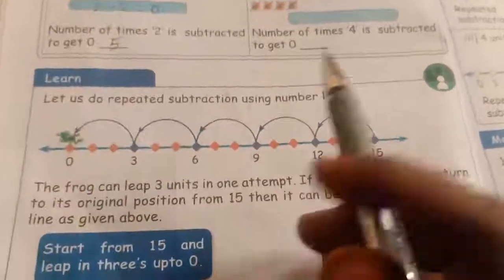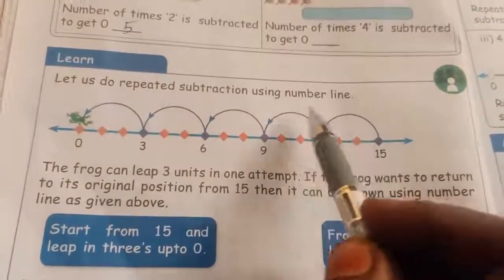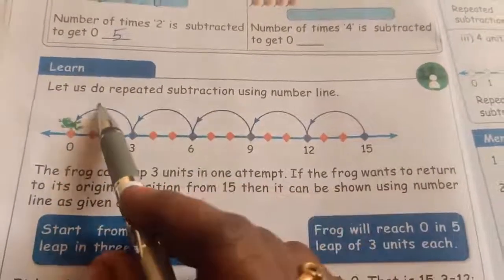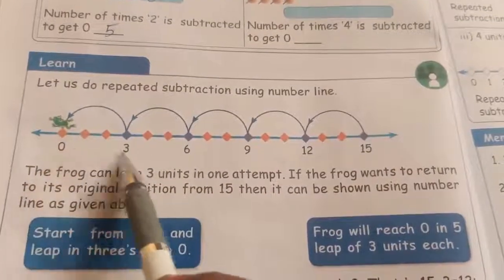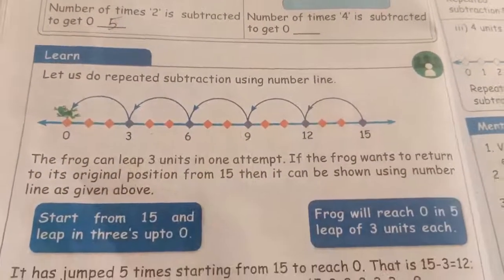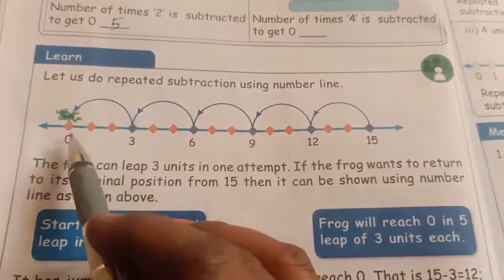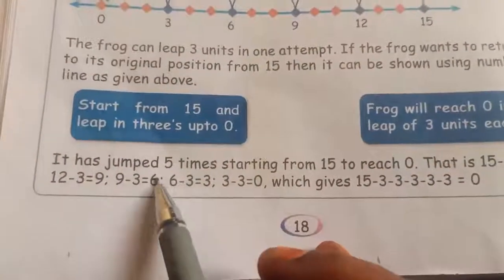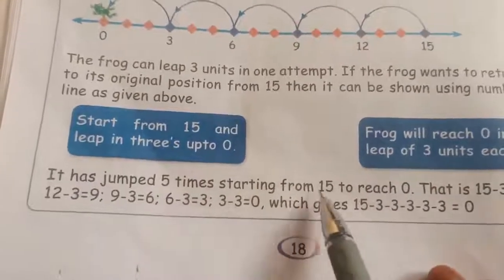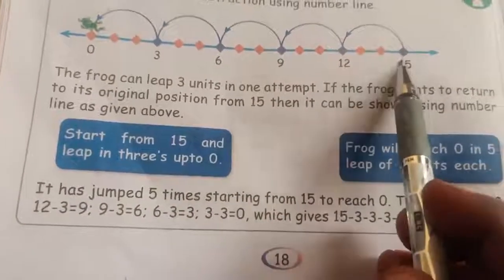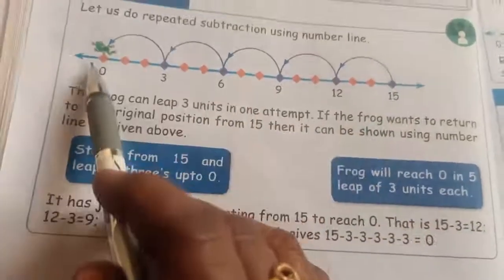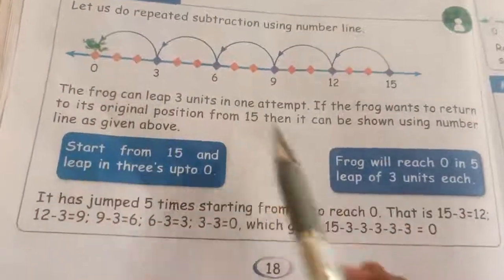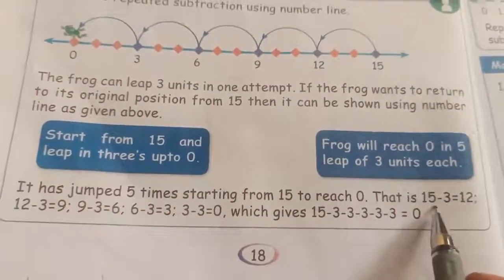So how many times can it jump? 1 2 3 4 5. So 5 times, using how many units? 3 units. So it reaches position 0. Next, it has jumped 5 times starting from 15 to reach 0. Starting from 15 to reach 0, how many times can it jump? 5 times.